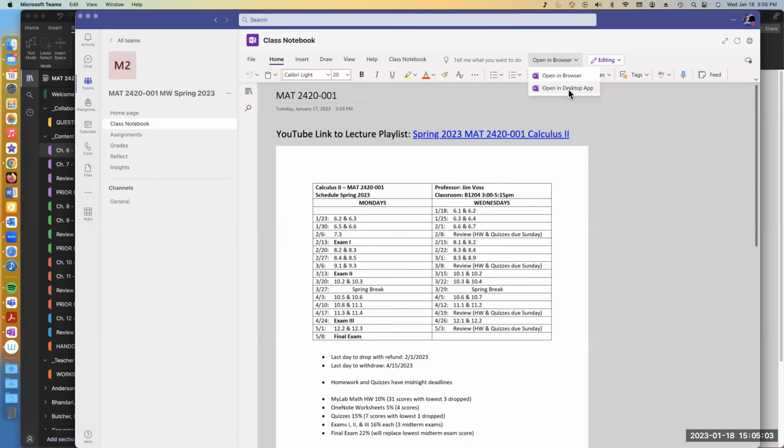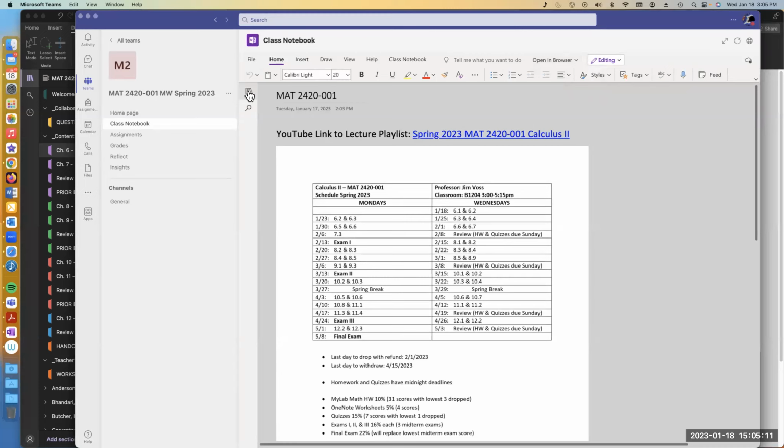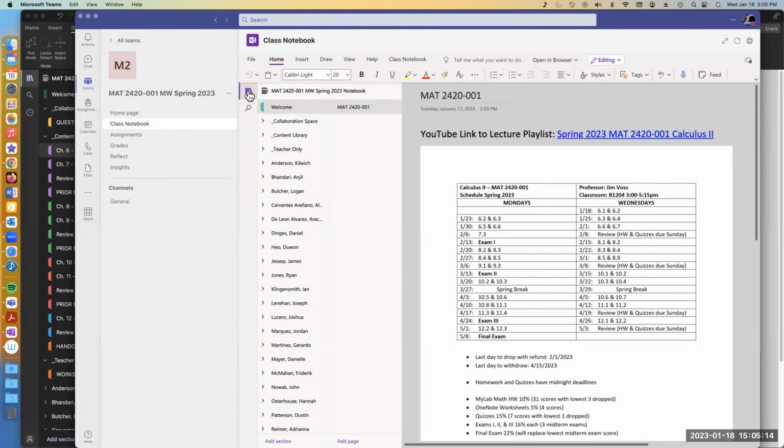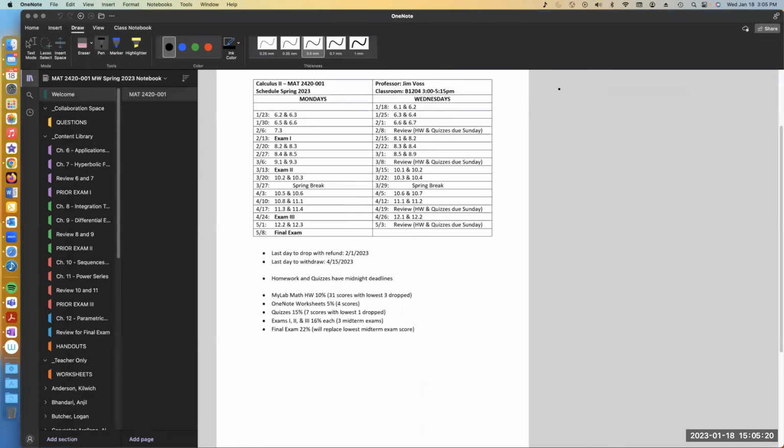And before I do that, though, let me just show you one feature. This little library symbol here, that's how you open up the table of contents in OneNote. That little library right there opens and closes the table of contents. But let's jump over to the app, because that's going to be way easier.